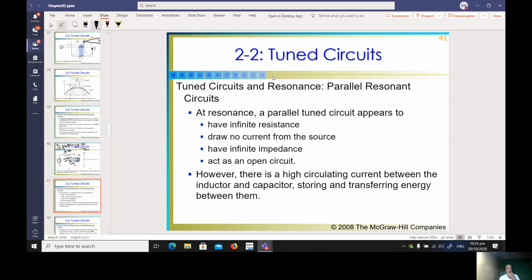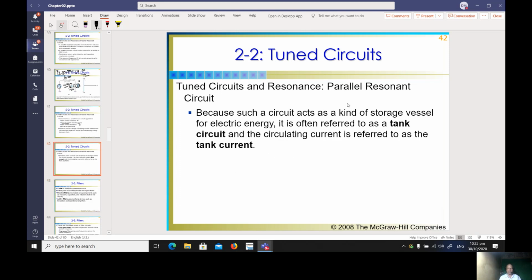So, a tuned circuit at resonance in parallel appears to have finite resistance. It doesn't draw any current from the source. So, walang sinking. Have infinite impedance, Z, and acts as an open circuit. However, there is a high circulating current between the inductor and capacitor, storing and transferring energy between them. So that is also, we call it sometimes, a tank circuit.